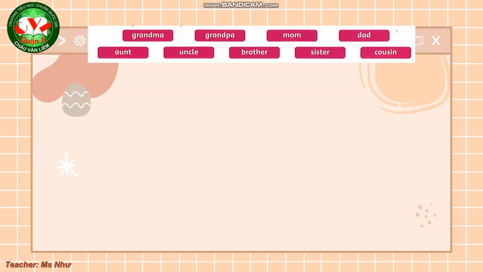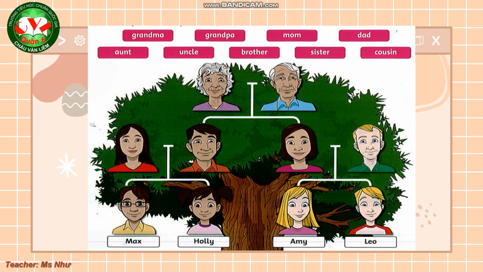Now let's look at all the words again. Grandma, grandpa, mom, dad, aunt, uncle, brother, sister, and cousin. So here we have grandma and grandpa. Max and Holly will call these 2 mom and dad. And they are Amy and Leo's mom and dad.